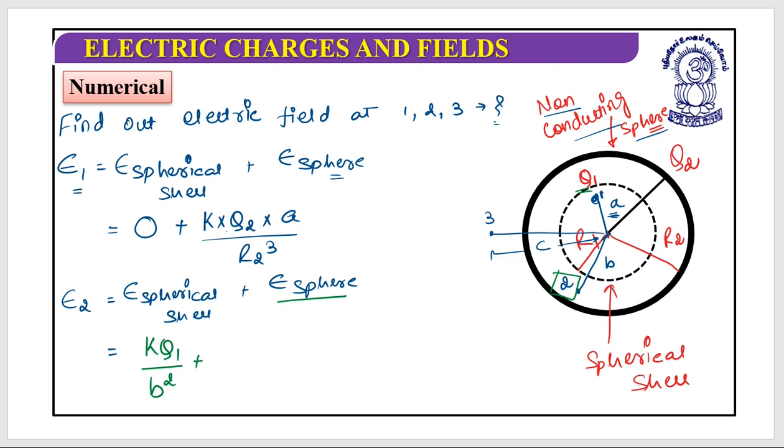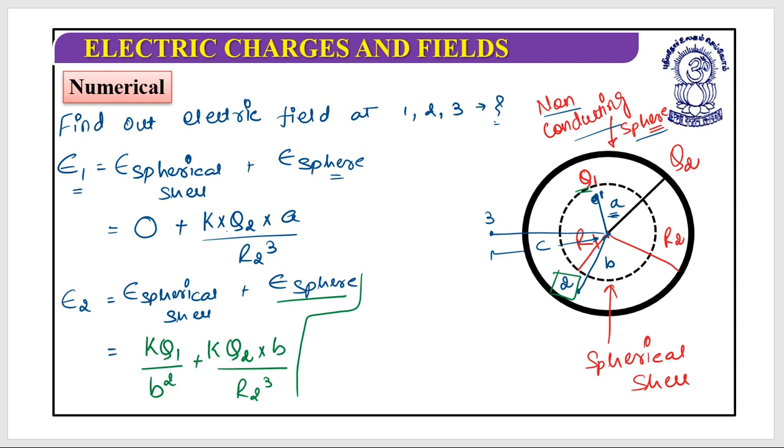So you need to consider the electric field when point P is inside the surface. Then it should look like K Q2 multiplied by the distance, which is B, divided by the cube of the radius. So this is R2 cube. This is the electric field at location 2.